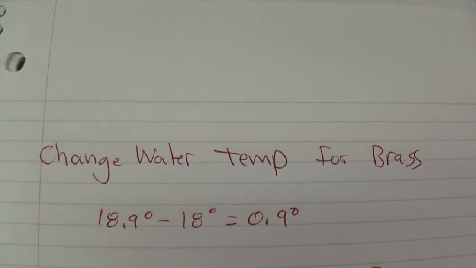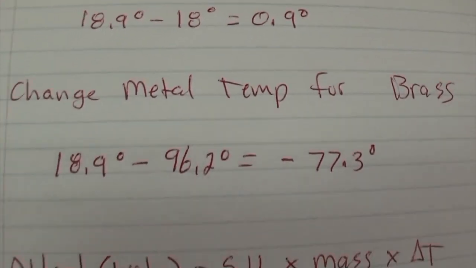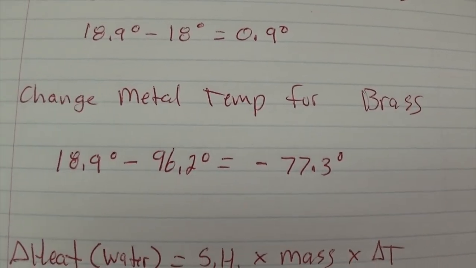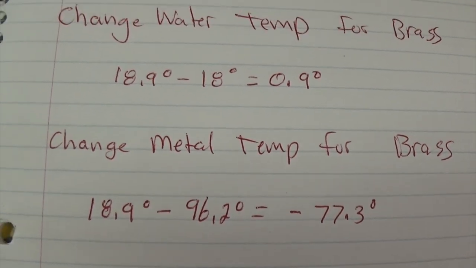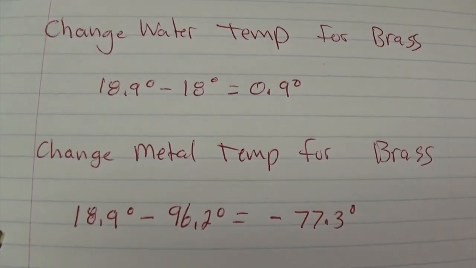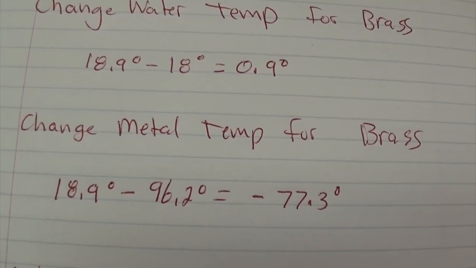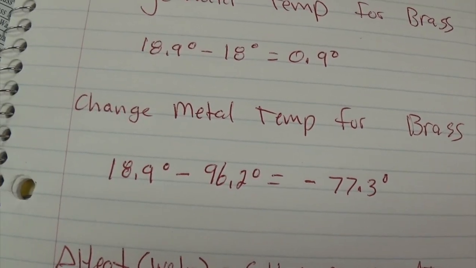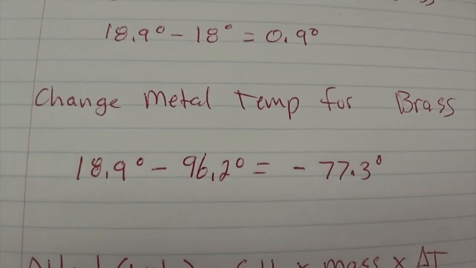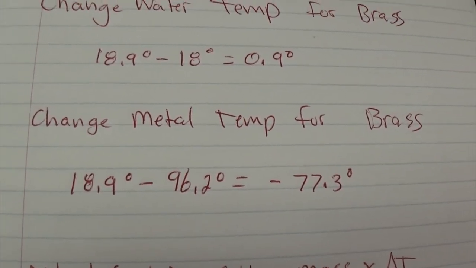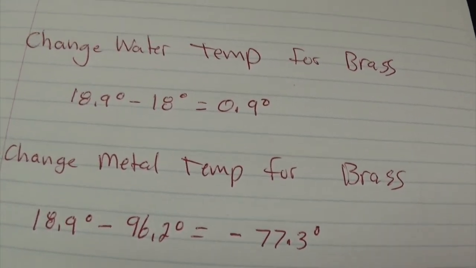So it did not increase by a whole lot, but remember we had 250 grams of water, which is quite a bit more than the mass of the metal. If I scroll down and take a look at how to calculate the change in metal temp for the brass, this is going to be the change in temperatures for just the metal. So the final temp for both the water and the brass, of course, are the same. They're both at 18.9 degrees. However, the initial temperature for the metal in this one was 96.2. So there's a much more dramatic change in temperature. Notice that this one's a negative because, of course, we started at 96.2 degrees and it decreased to 18.9. So we had a change in temperature for the brass to be negative 77.3 degrees Celsius.